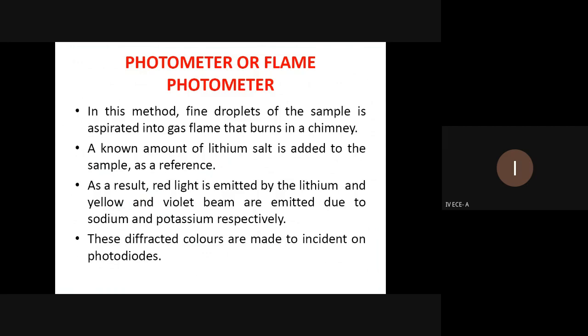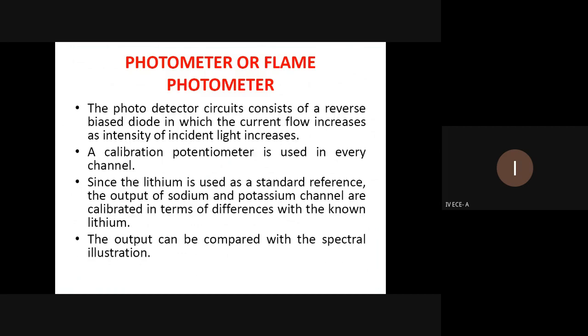In this method, fine droplets of the sample are aspirated into a gas flame that burns in the chimney. A known amount of lithium salt is added to the sample as a reference. As a result, red light is emitted by the lithium, and yellow and violet beams are emitted by sodium and potassium respectively. These diffracted colors are made incident on photodiodes.